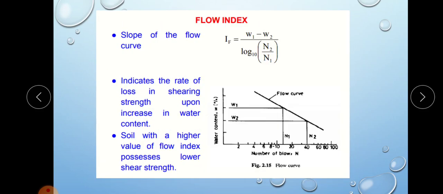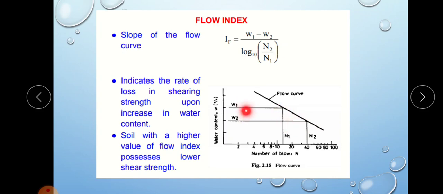And from this graph we can get a parameter which is known as flow index. The variation of the graph will be like this: water content and number of blows are inversely proportional. That is, as water content increases, number of blows will be reducing. So this is the flow curve, and the slope of the flow curve will give flow index, and it is represented as IF.